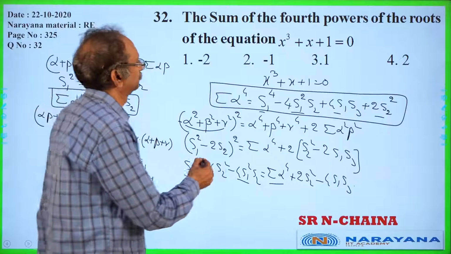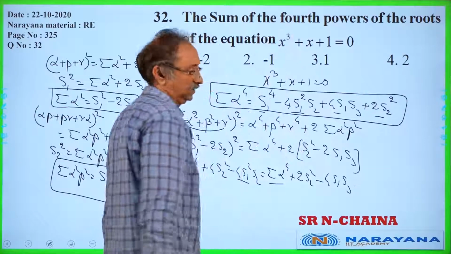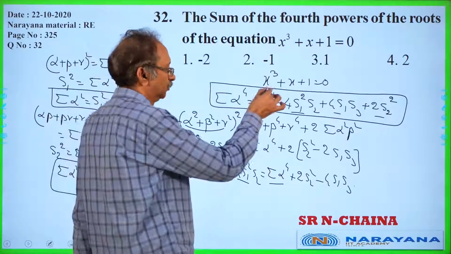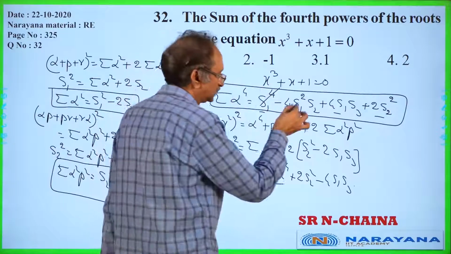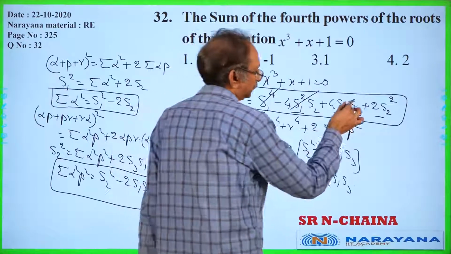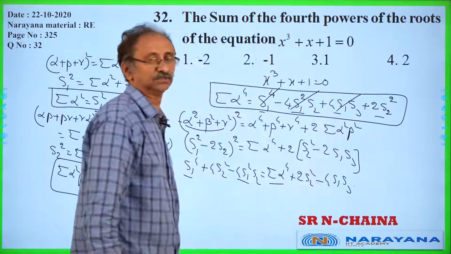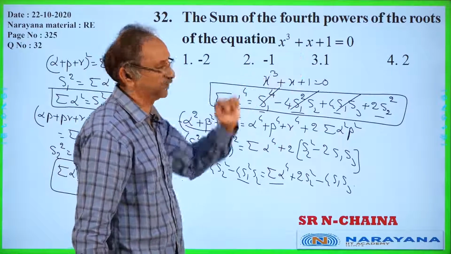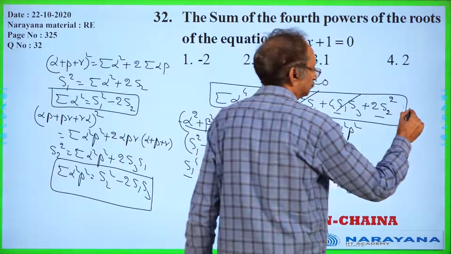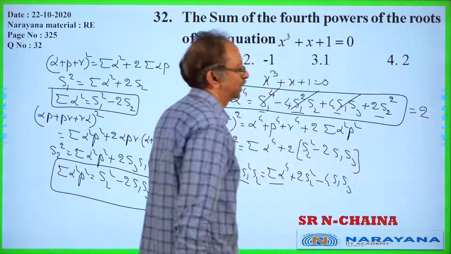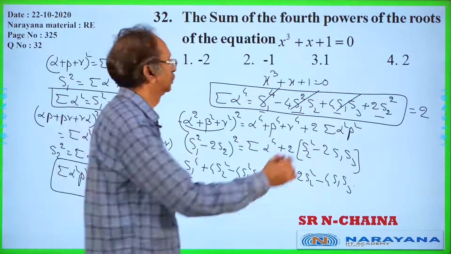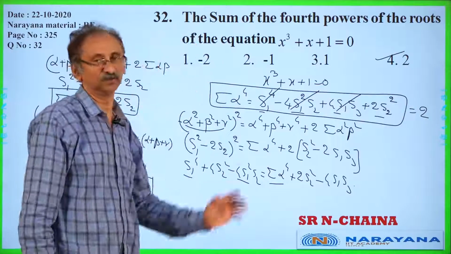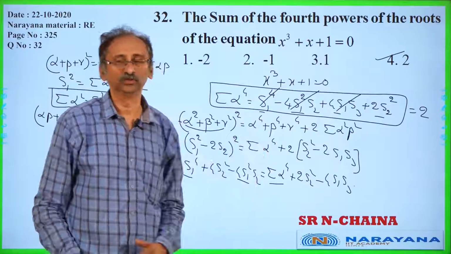And now what is S1? So here we are very, very lucky, because S1, the sum of the roots, is 0, and therefore this becomes 0, this becomes 0. So the only result is 2 S2 square. What is S2? That is 1. So 2 into 1 square, that is 2 into 1, that is 2. Therefore, the answer is 2. Don't go for the second option, 2; that is the fourth option.